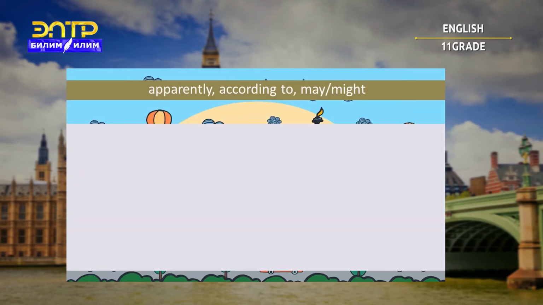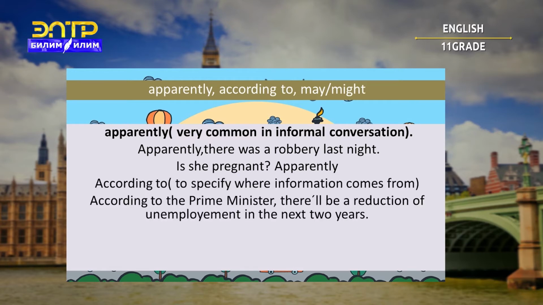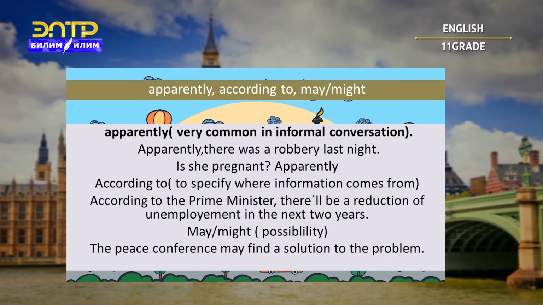Apparently, according to, may or might. Apparently is very common in informal conversation. Apparently, there was a robbery last night. Is she pregnant? Apparently. According to specifies where information comes from. According to the Prime Minister, there will be a reduction of unemployment in the next 2 years. May, might, possibility. For example, the peace conference may find a solution to the problem.